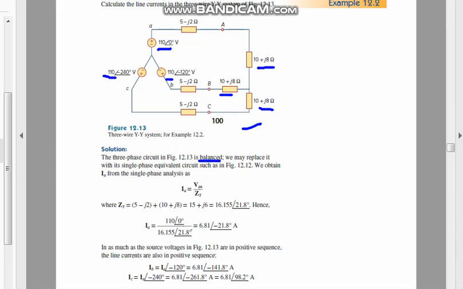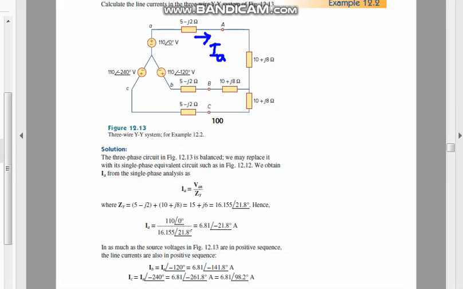So we may replace it with its single-phase equivalent circuit, shown here in figure 12.12, to obtain IA from a single-phase analysis. First of all, they have told you to go to the single-phase system. If we want to find IA, that means this line current, you need not make another single phase. That is the line current IA.